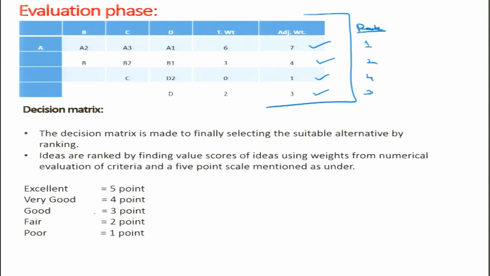And then the decision matrix is finally made. The decision matrix is the matrix that finally tells us the score of the final idea that will go to the implementation stage. So the decision matrix is made to finally select the idea. The ideas are ranked by finding value scores of ideas using weights from numerical evaluation of criteria, and a 5-point scale is used as follows: the idea is excellent, very good, good, fair, poor.